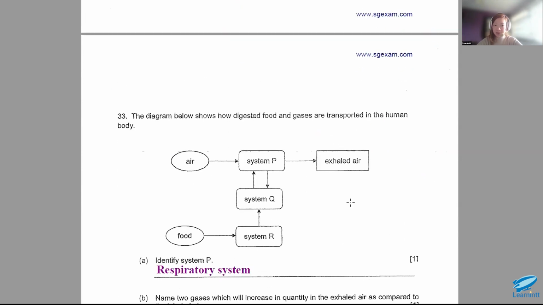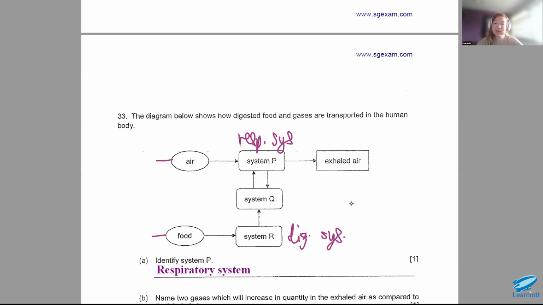Next, question 33. The diagram below shows how digested food and gases are transported in the human body. So we have three systems, system P, Q, and R, and we have some helping words here. When they talk about air going through system P, and after that it becomes exhaled air, we know it is talking about the respiratory system. Next, food going through system R. If it's a food system, it is the digestive system. Okay, I put DIG for short.